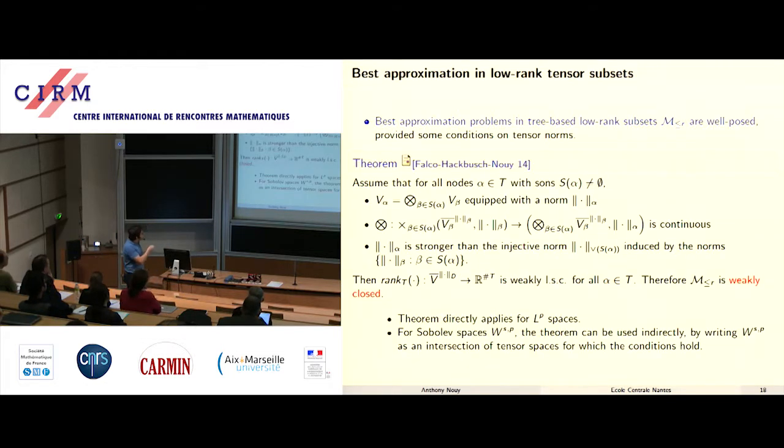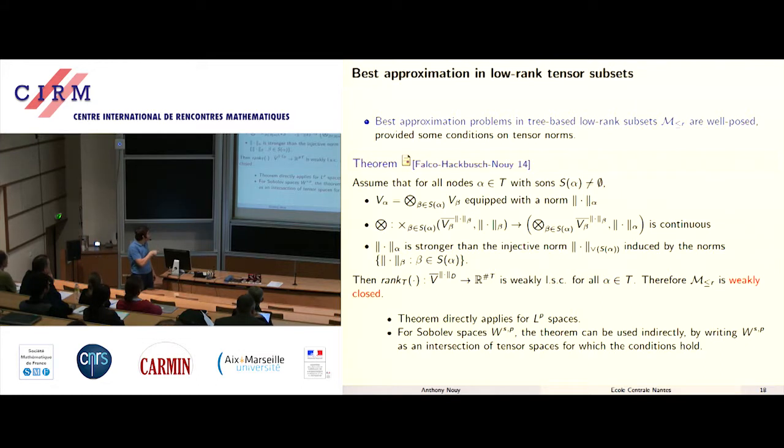And if you introduce suitable assumptions, then you can prove that the rank, the function that associates to an element its rank, is a weakly lower semi-continuous function, so that the subset I have defined by functions with a rank bounded by some tuple is a weakly closed subset. And so if you are in reflexive Banach spaces, then you have the existence of best approximations. And in fact, this theorem directly applies for L^p spaces that satisfy these assumptions.